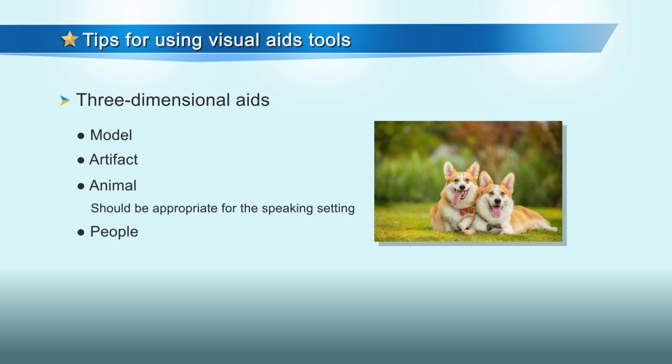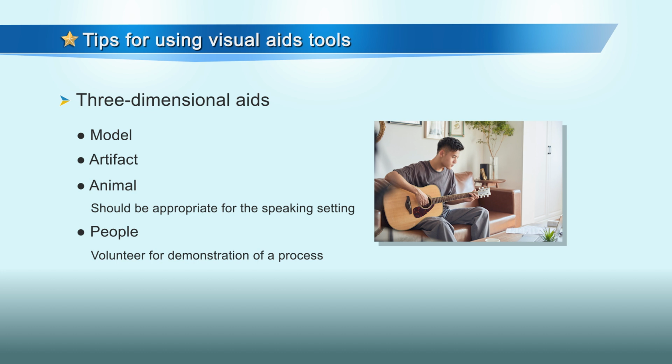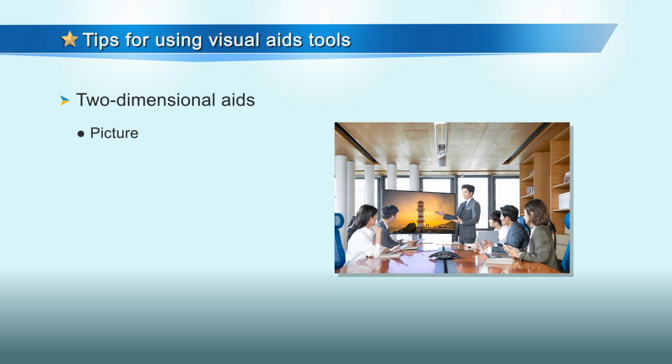People. Volunteers can help with a demonstration of a process, especially if you are demonstrating how to play guitar, for example, or how to play a game, right? Or how to cook something. People will demonstrate the thing they are engaged in. Secondly, there are some two-dimensional aids. Pictures, such as drawings, sketches, photos, diagrams.